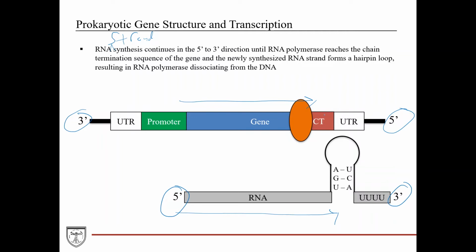and then when it reaches a sequence called the chain termination sequence, which is shown here in red, the newly synthesized strand forms what's called a hairpin loop. And you can see that here in the diagram. So you see some base pairing here that results in this loop-like structure. And what this does is it creates this bulky structure which then dislodges RNA polymerase from the DNA. So it terminates transcription of this gene.